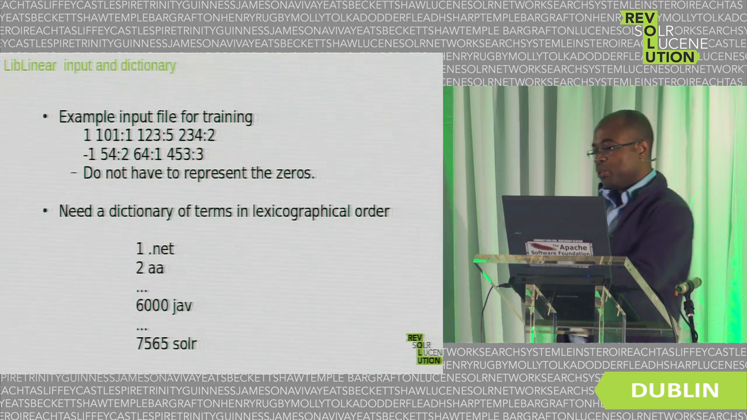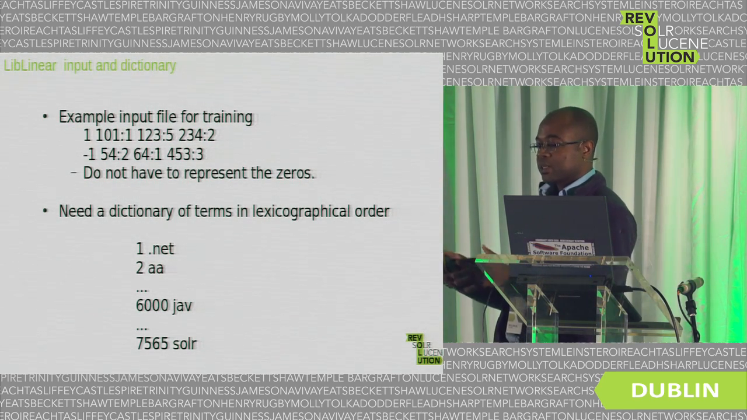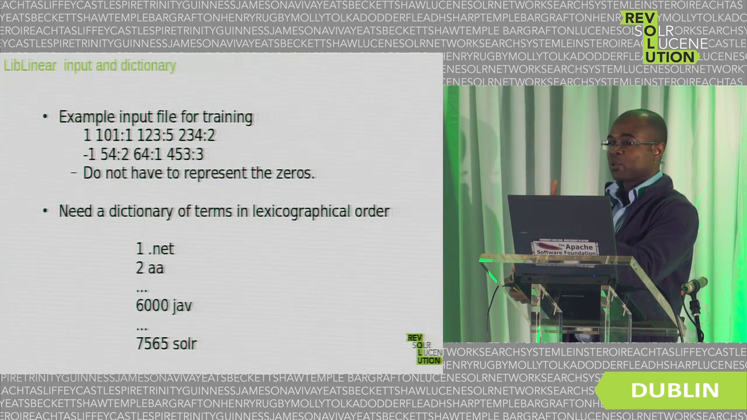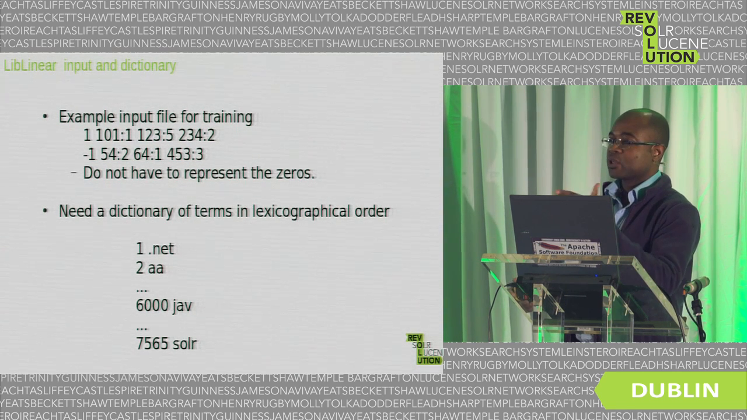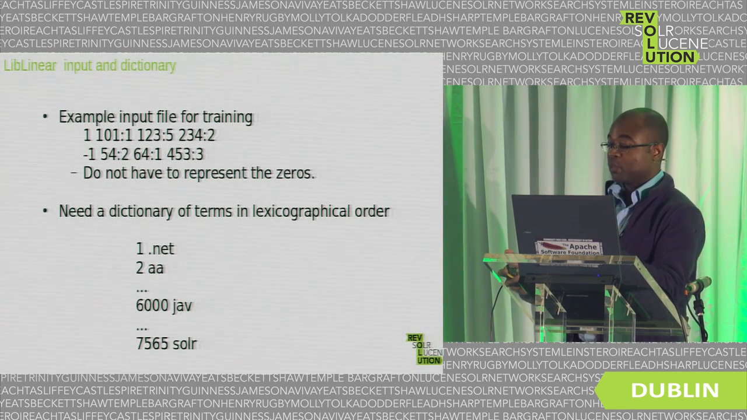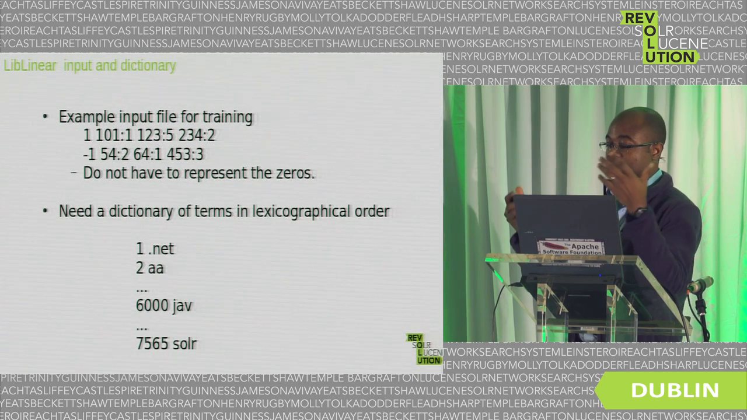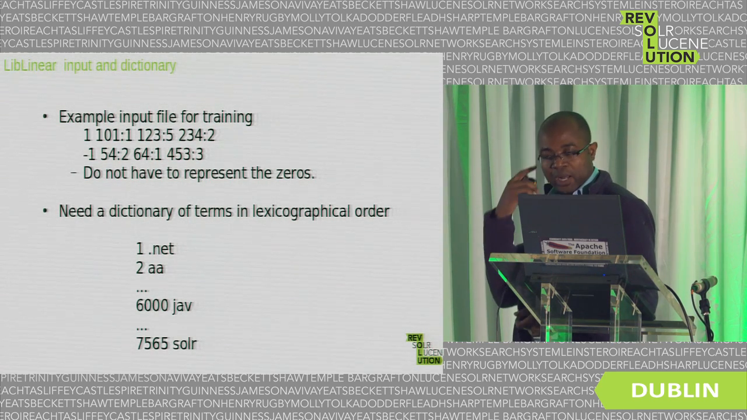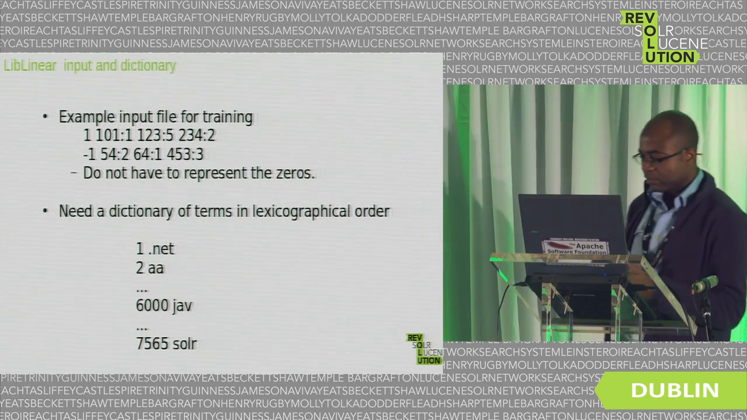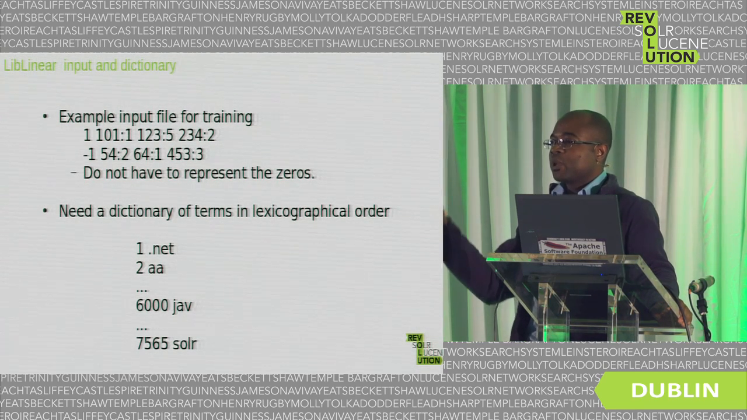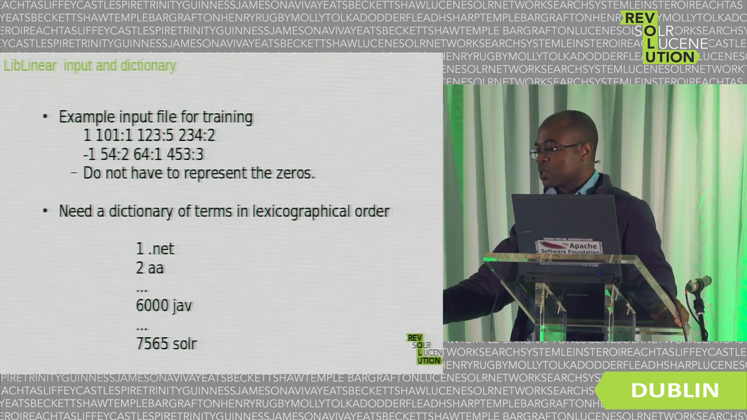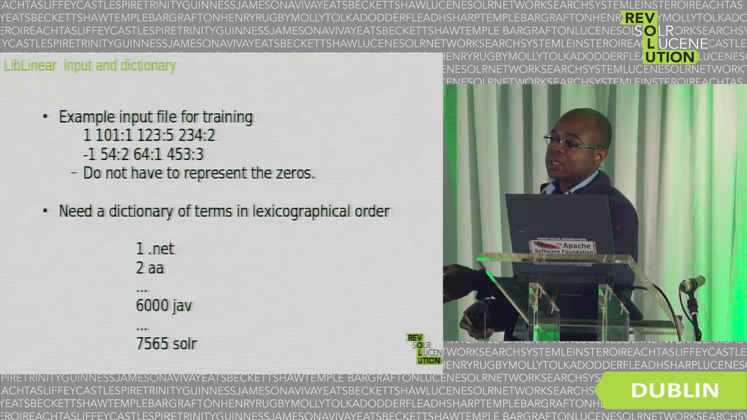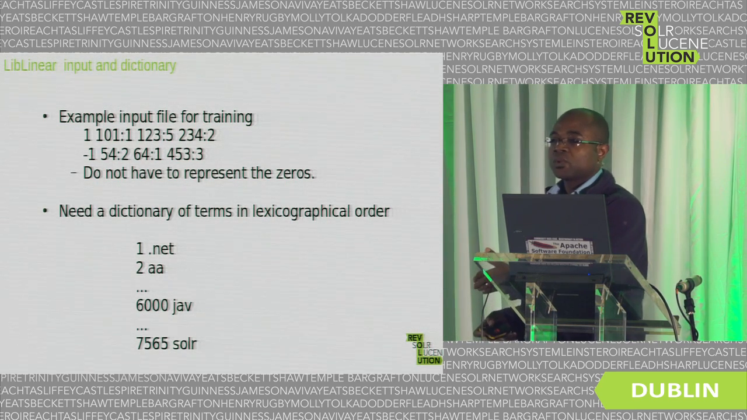So to build this, we need a dictionary of terms in lexicographical order. So we will have a dictionary like this. At position 1, we know it is .NET. At position 2, you see it is AA. In position 6000, it is Java. In position 7565, it's Solr. This is extracted from our training examples. And now from a document, if the document contains Java, then in my input file, the index will be 6000. And the value, we will see what we choose as value.